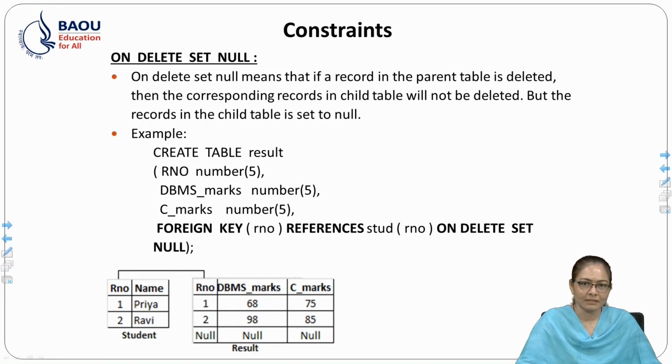See in the figure, if we delete record 3 from the student table, then result table record 3 contains the null value automatically. See, the record third one is deleted. Here all the values are null. So on delete set null is used when we remove the records from the student table or a parent table, then automatically those records will be set to null value.